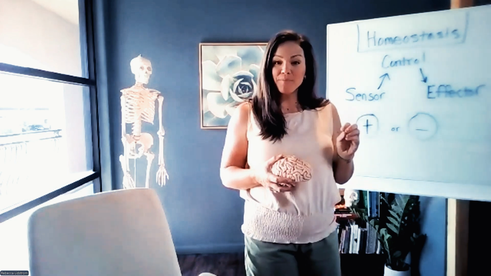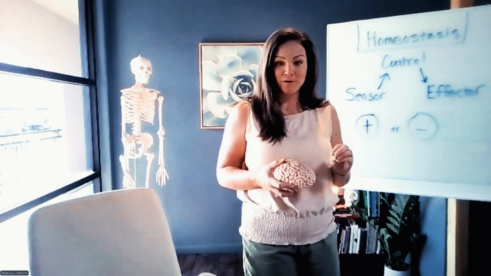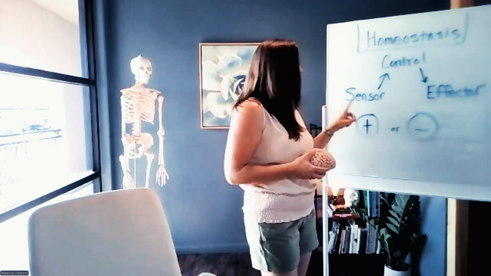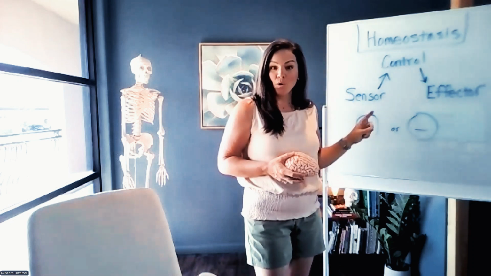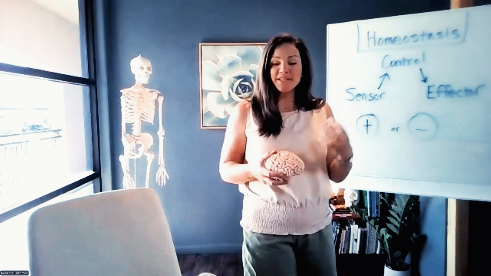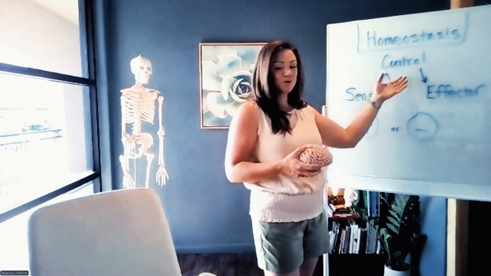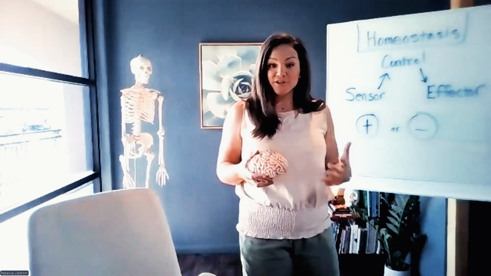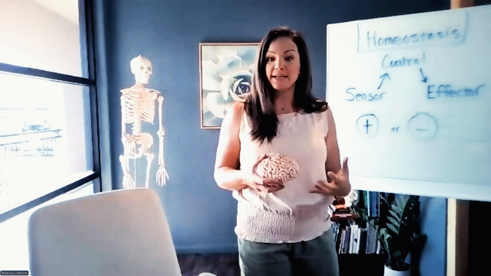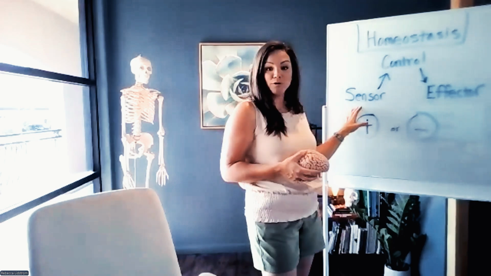Let's talk about the three components that we need to make up homeostasis. The first thing is that we need a sensory receptor or input organ. Sensory receptors are going to pick up information. They're what's going to tell the control center, our next piece, that there's something that needs to be changed or something that needs to be done. So there's going to be a sensory receptor.